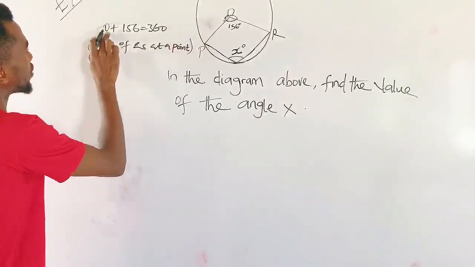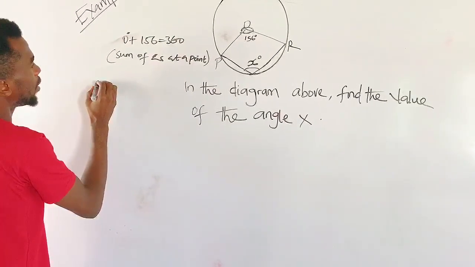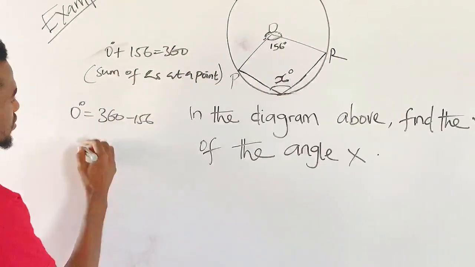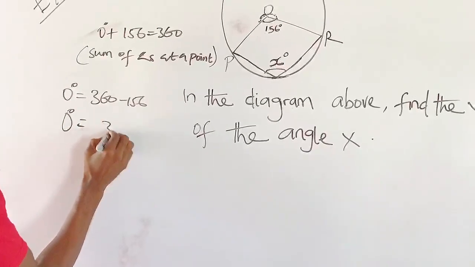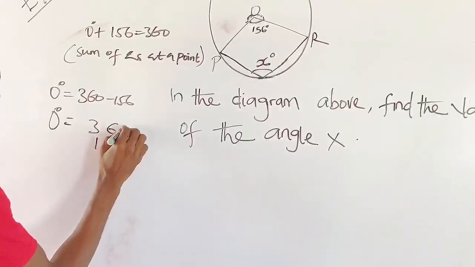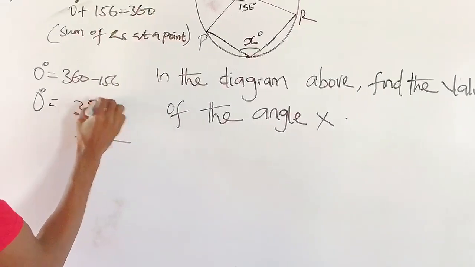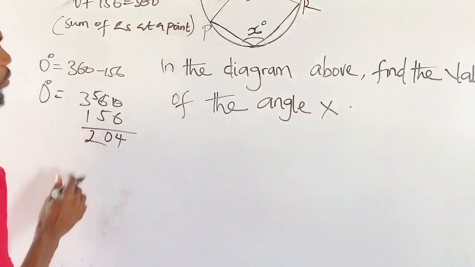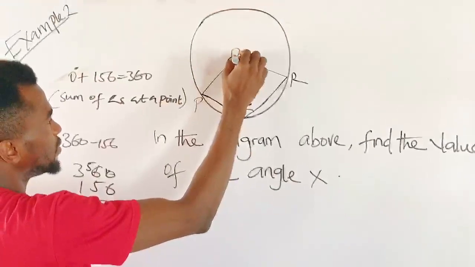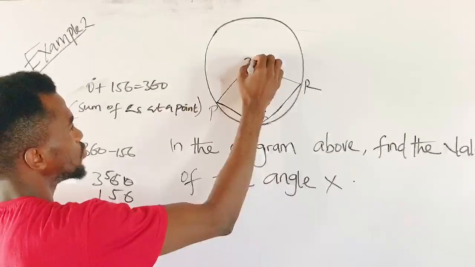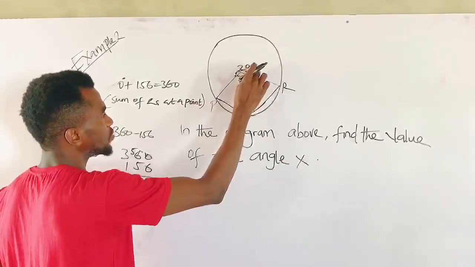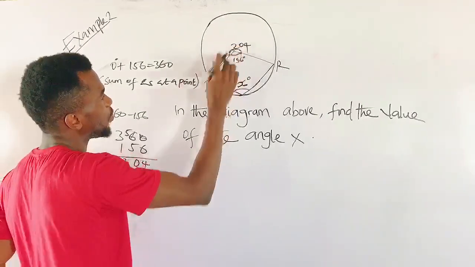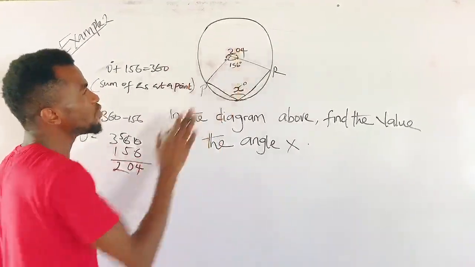So for us to calculate O now, O degree is equal to 360 minus 156. If we solve this, this is 4, this is 0, this is 2. So O degree now, that is the value of this place, is equal to 204. Alright, so if you add these two, it is equal to 360, which satisfies the rule that says sum of angles at a point is equal to 360. So now we've gotten our angle at the center to be 204.